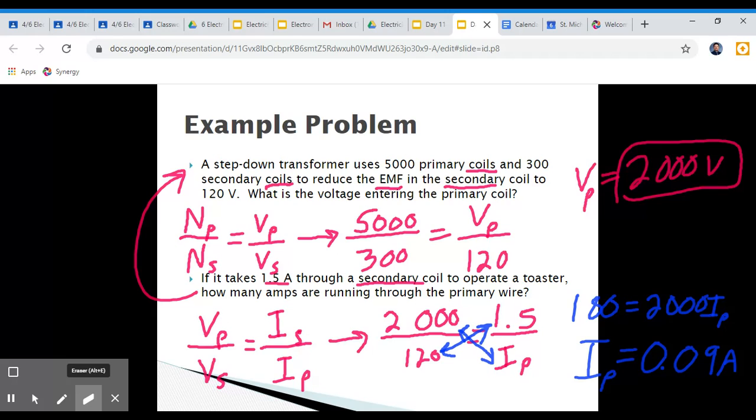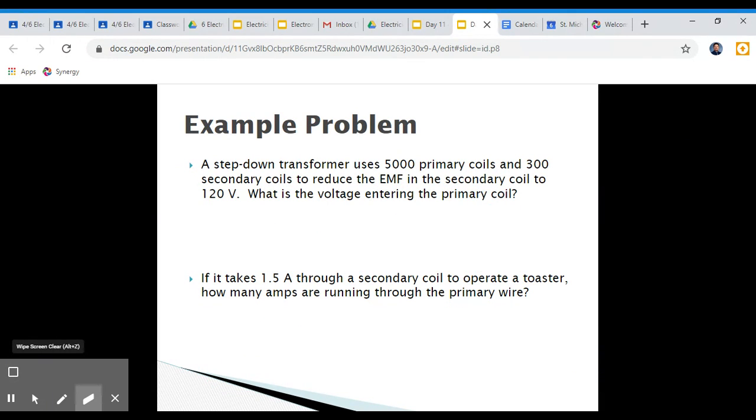So hopefully that's not too difficult. If you have any questions on that, please make sure you let me know. We don't directly have an assignment relating to these transformer problems. So if you have any questions on this, please make sure you let me know.